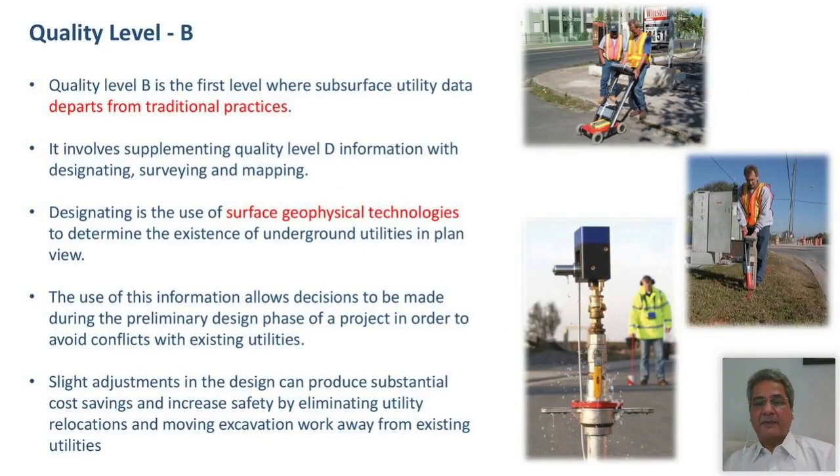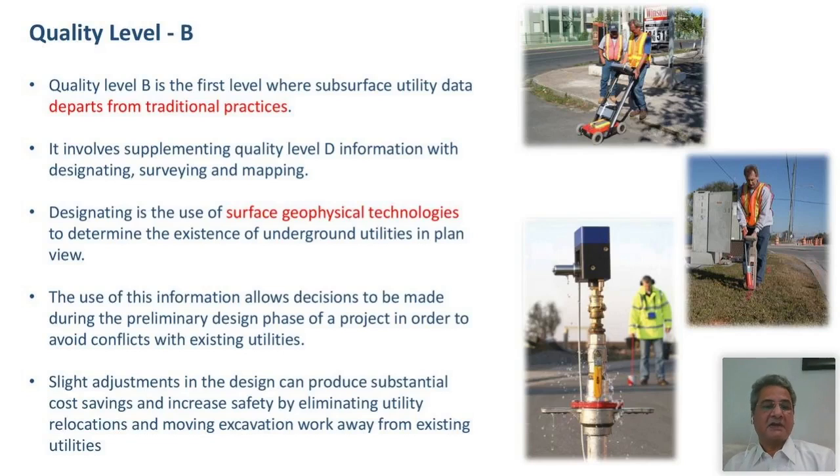Then comes quality level B. Now, quality level B is the first level where subsurface utility data departs from traditional practices. So mostly quality level D and C is where we stopped in terms of the earlier way of doing things. But quality level B is the first level where subsurface utility data departs from traditional practices. It involves supplementary quality level D information with designating, surveying, and mapping using surface geophysical technologies to find out the exact existence of underground utilities in plan view.